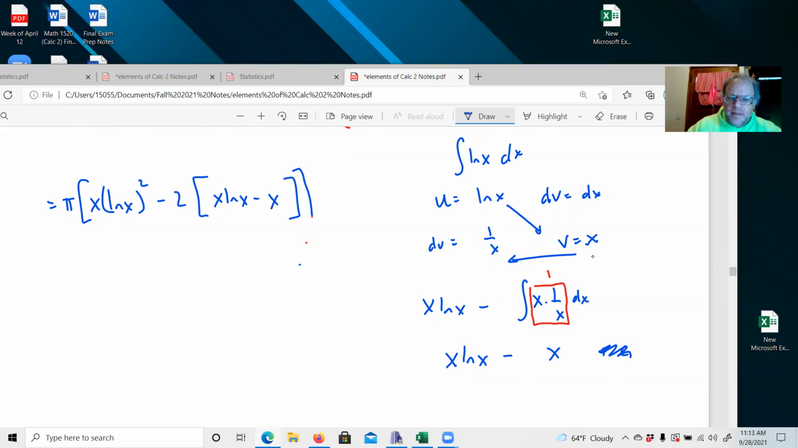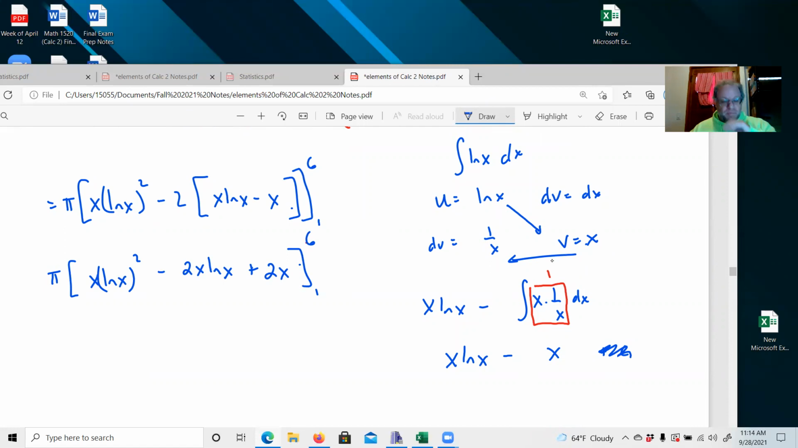All right. Now what are we going to? We're going from 1 to 6. Okay. So let's untangle this a little bit. So we have, let's just do it, we have pi. We have x ln x squared minus 2x ln x minus a negative plus 2x, right? And we're going from 1 to 6. Okay, we're almost done. All we have to do is plug in 6, plug in 1, and that's it.